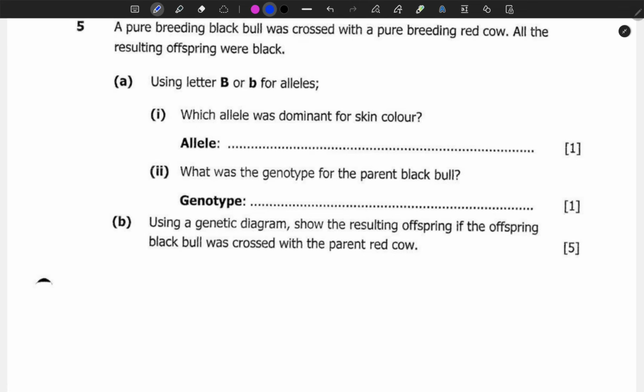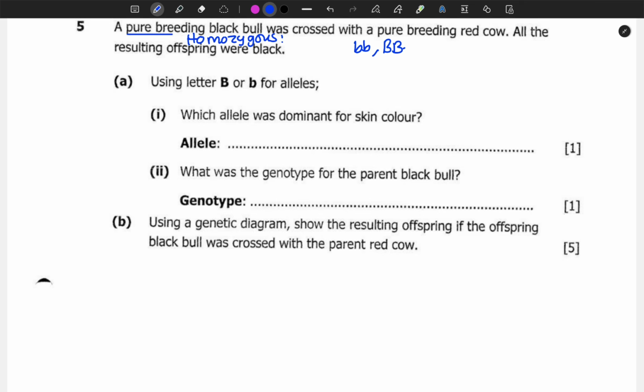Right, so we move on to question number 3. So here we are dealing with now skin color. A pure breeding black bull. Whenever you hear the word pure, it means homozygous. So homozygous can be the same two small letters. For example, bb is homozygous, or capital letter BB is also homozygous. So the word pure means homozygous.